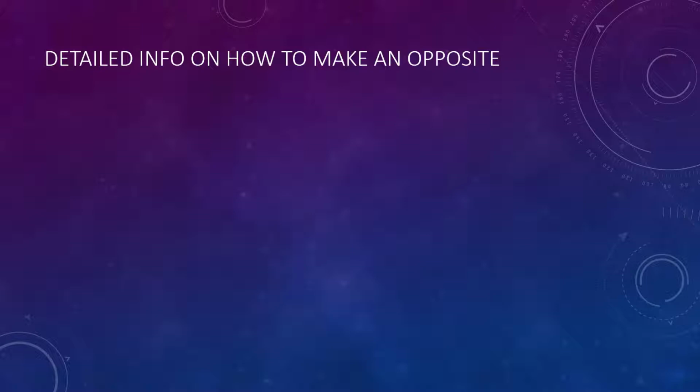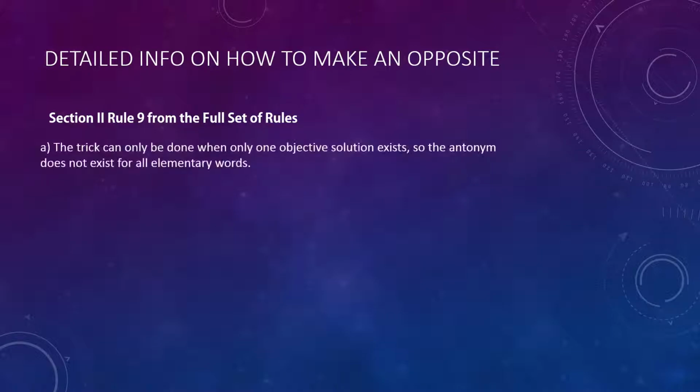Because I receive questions like, what's the opposite of cat? Is it dog? Or like, what's the opposite of hare? I don't know. Strange questions, and I think the answer to them is quite obvious. They don't have an opposite. So let's take a look at the detailed info on how to make an opposite. We can find the detailed info in the full set of rules. It's section 2, rule 9. So let's take a look.